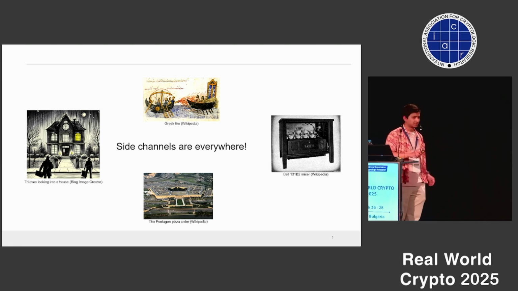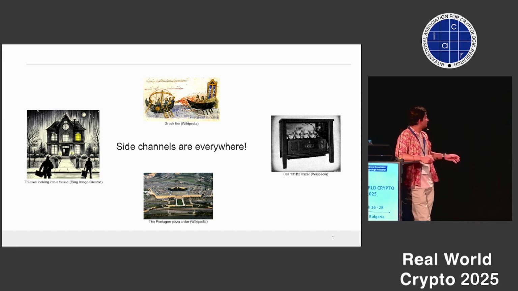So yeah, side channels are everywhere. Be it the ancient Greek fire, where people tried to decode the chemical formula from the smell and the color, or the 1940s Bell mixer EM radiation, or just someone looking into your house at night to see when you go to sleep, or the funny story of the Pentagon pizza order.